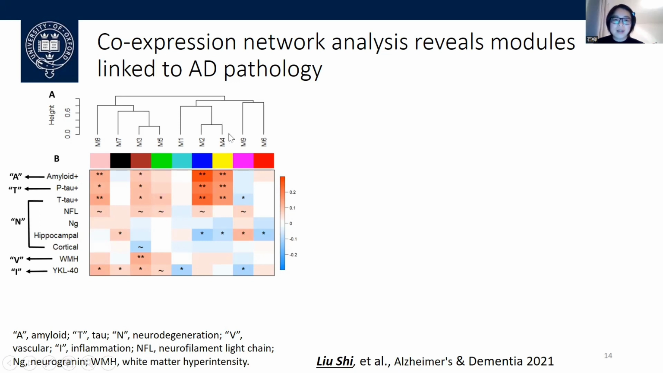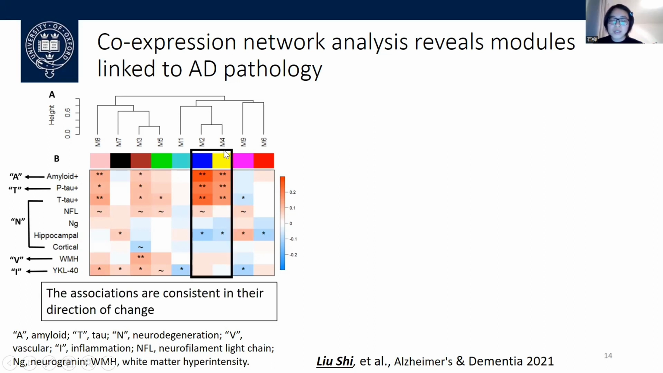So as you can see, of the 9 modules, we found the M2 blue and M4 yellow modules are significantly associated with AD pathology markers, shown in this heat map. In addition, the associations are consistent in the direction of change. For example, these 2 modules are positively associated with A-beta, p-tau, and total tau, but negatively associated with hippocampal volume, which means brain atrophy. So all these results show the consistency between different AD biomarkers.